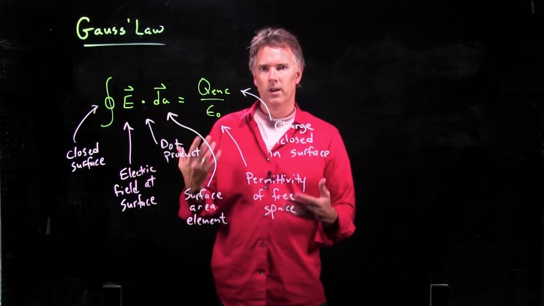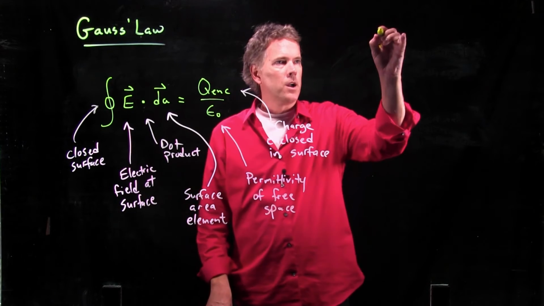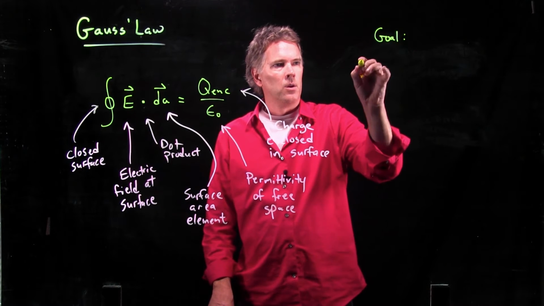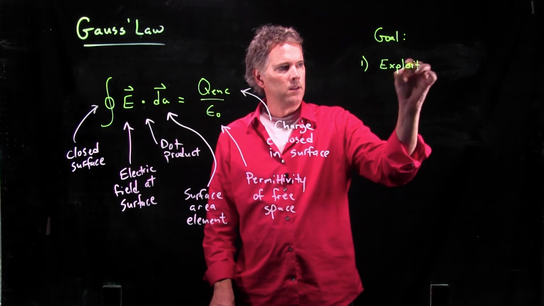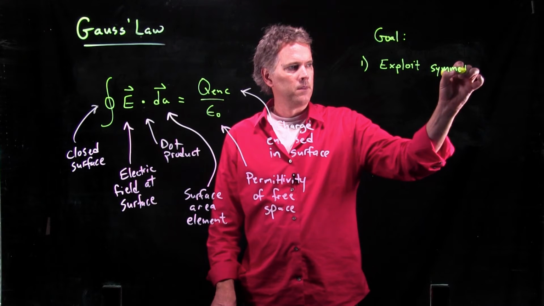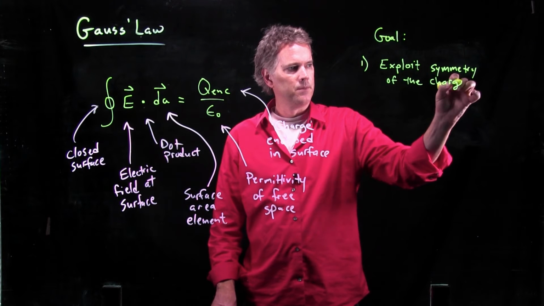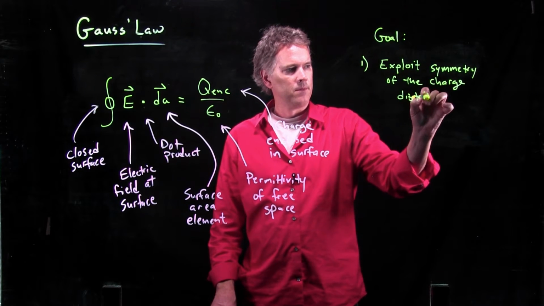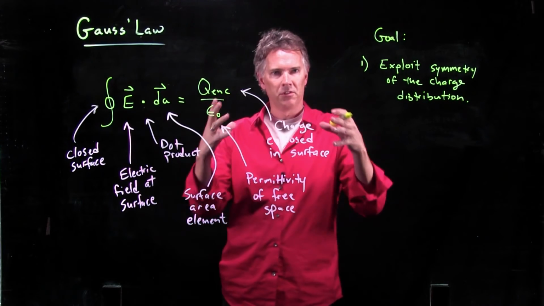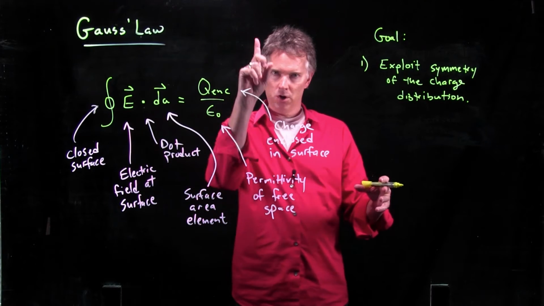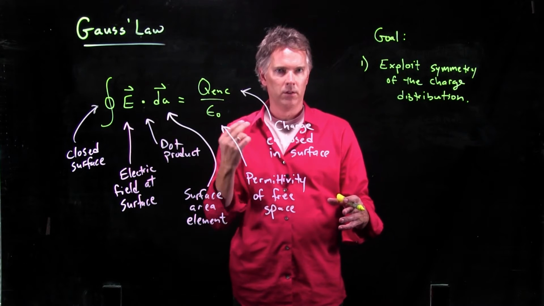What is the goal of applying Gauss's law? The goal is the following. We want to, one, exploit the symmetry of the charge distribution. And what that means is if it's a point charge, we want to use spherical symmetry. If it's a line charge, we want to use cylindrical symmetry. And if it's a planar charge, we want to use Cartesian symmetry.